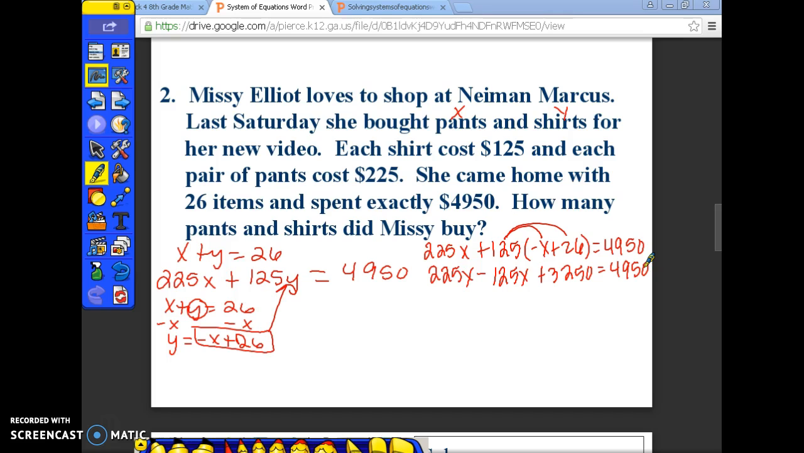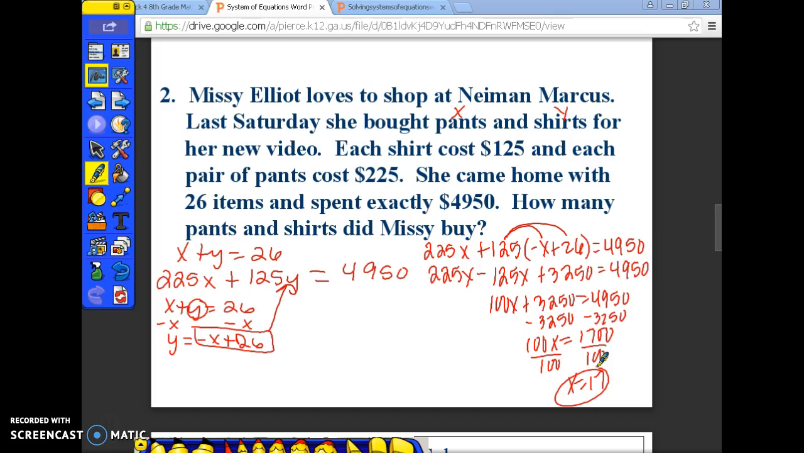225 minus 125 is 100X. I subtract 3,250 from both sides, and that gives me 100X equals 1,700. And I divide by 100. X equals 17.